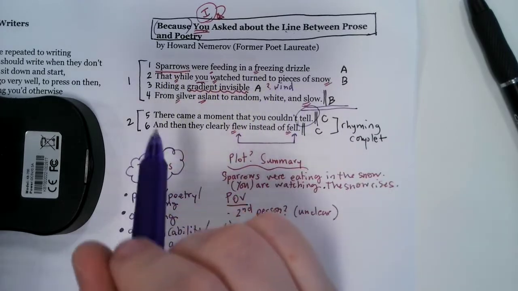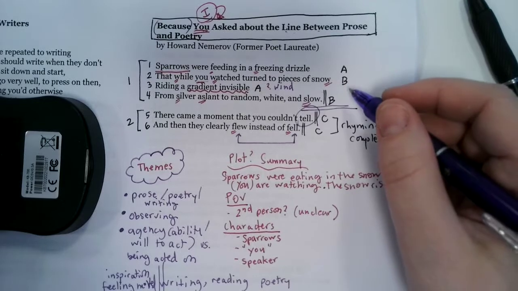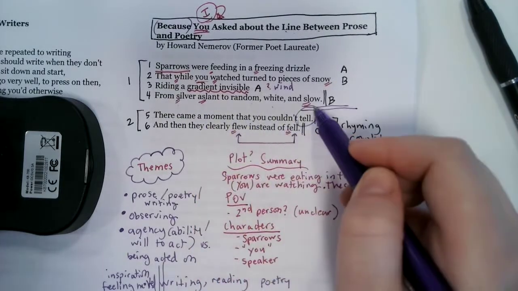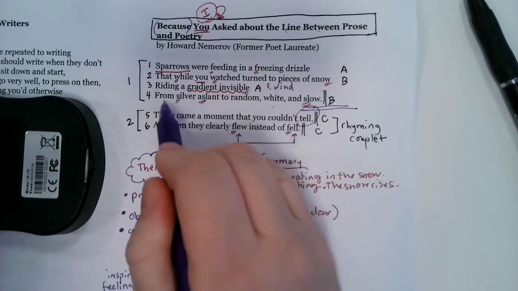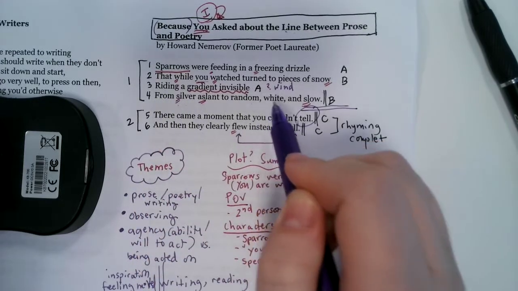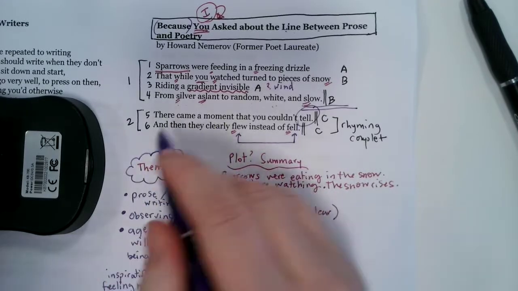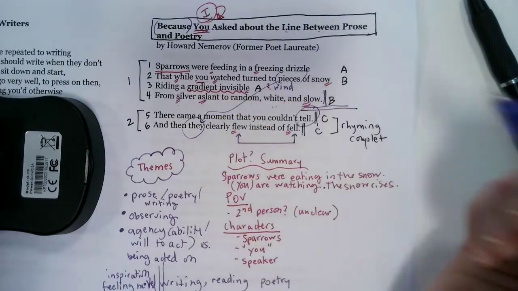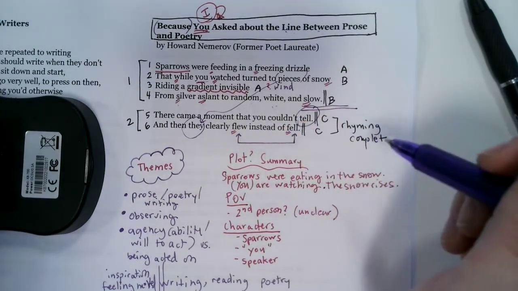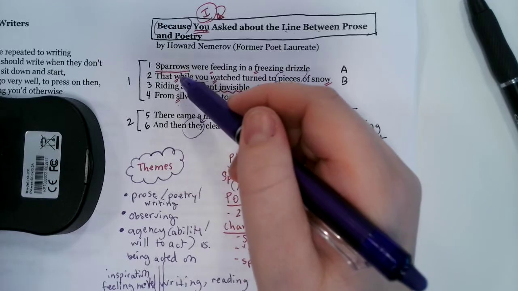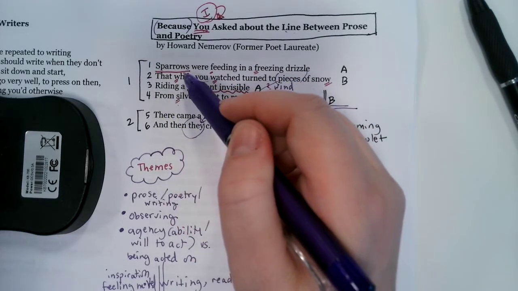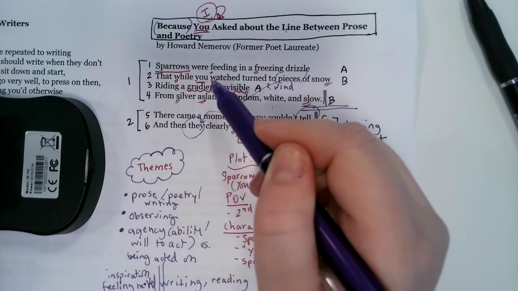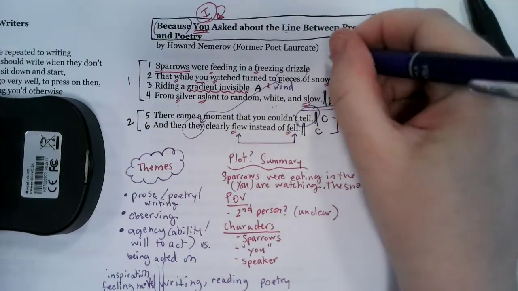Sparrows were feeding in a freezing drizzle, that while you watched turned to pieces of snow, riding a gradient invisible, from silver aslant to random white and slow. It's turning, the snow here being carried by the wind is turning from silver to white. There came a moment that you couldn't tell, and then they, meaning the pieces of snow, clearly flew instead of fell. We lose the sparrows here. We think that we're watching the sparrows, but actually what we're watching is the freezing drizzle. We're watching these invisible forces.